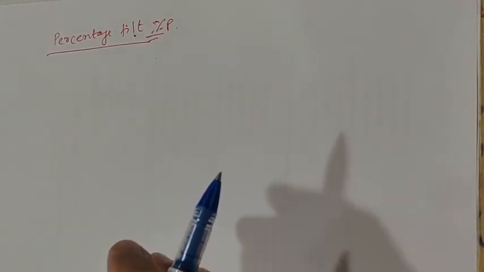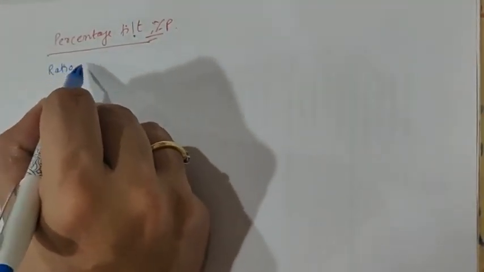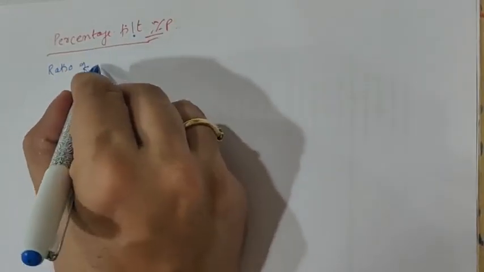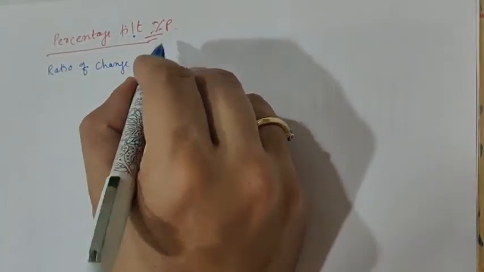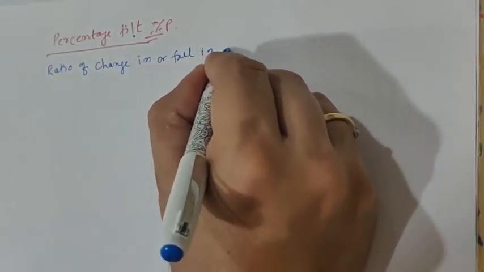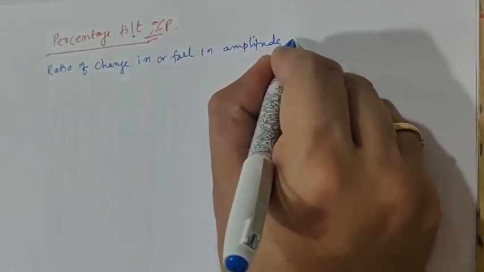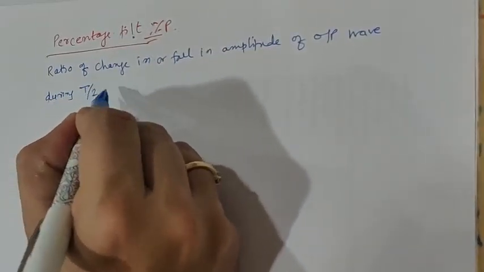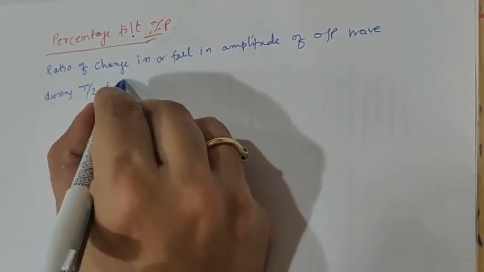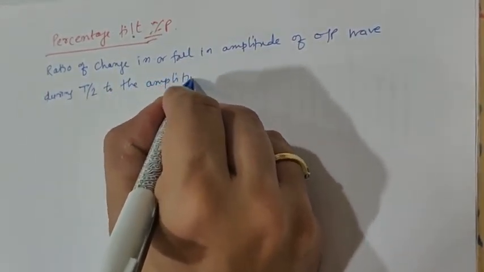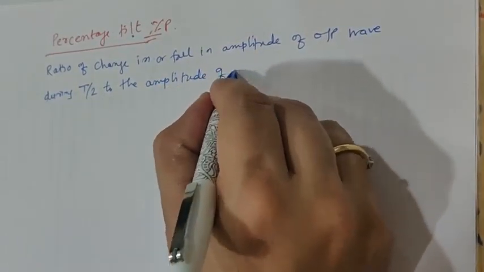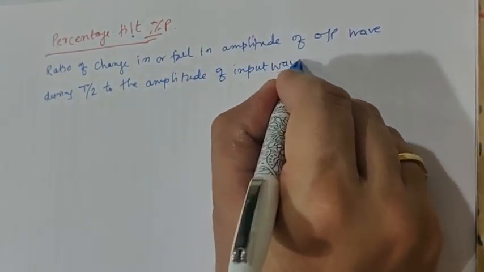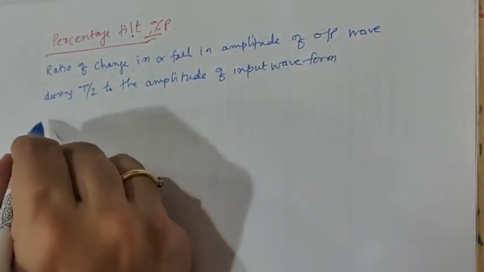Now the tilt in the output waveform is defined as the ratio of change or fall in amplitude of output wave during T by 2 time period to the amplitude of input waveform during the same period.